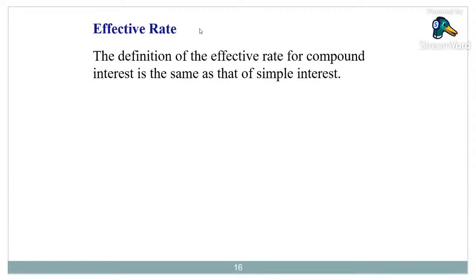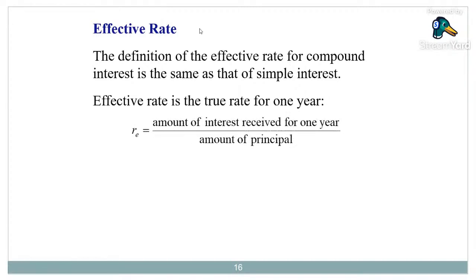Okay, tapi untuk compound, okay, the definition of effective rate for compound interest is the same as the simple interest. Effective rate is the true rate for 1 year. Okay, sebab kalau macam dia compounded per month, per semi-annually, per semua tu, dia punya interest rate dia bukan effective rate. Okay, so nak cari effective rate, dia adalah amount of interest received for 1 year divided by amount of the principal. Okay, itu adalah persen lah. Interest kita terima bahagi dengan principal kita untuk 1 tahun lah.